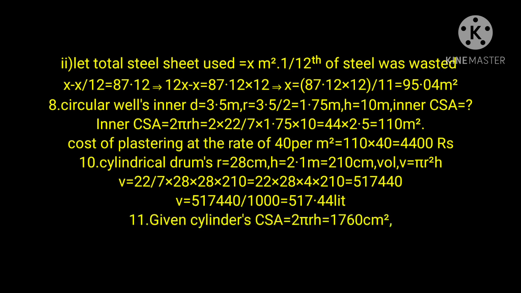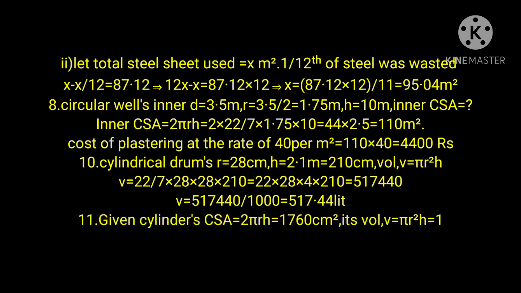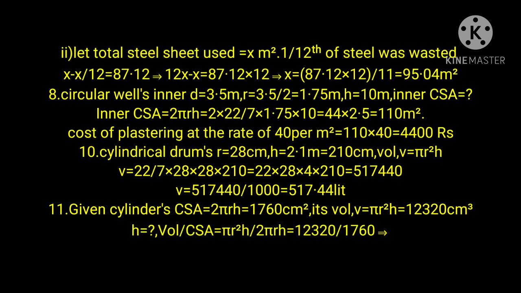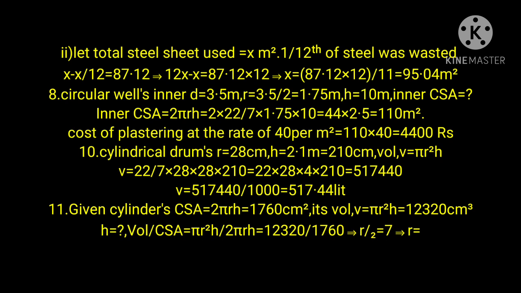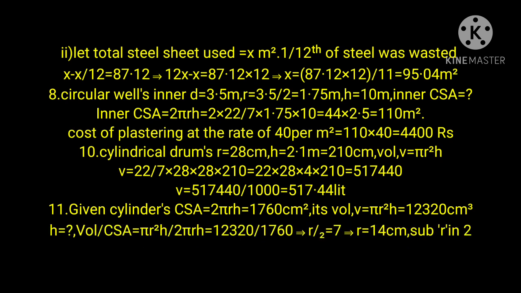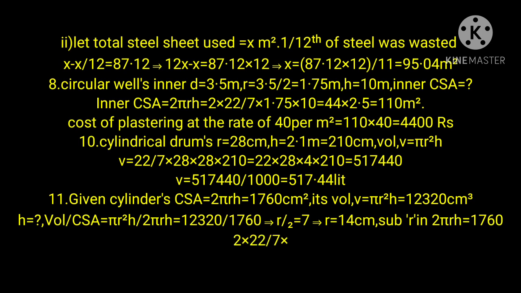11th question, given a cylinder's CSA is equal to 2 pi RH, that is equal to 1760 centimeters square. Its volume is also given, pi r square H is equal to 12320 centimeters cube. Height is equal to how much? Volume by CSA is equal to pi r square H by 2 pi RH is equal to 12320 by 1760. On cutting we get R by 2 is equal to 7, implies R is equal to 14 centimeters.